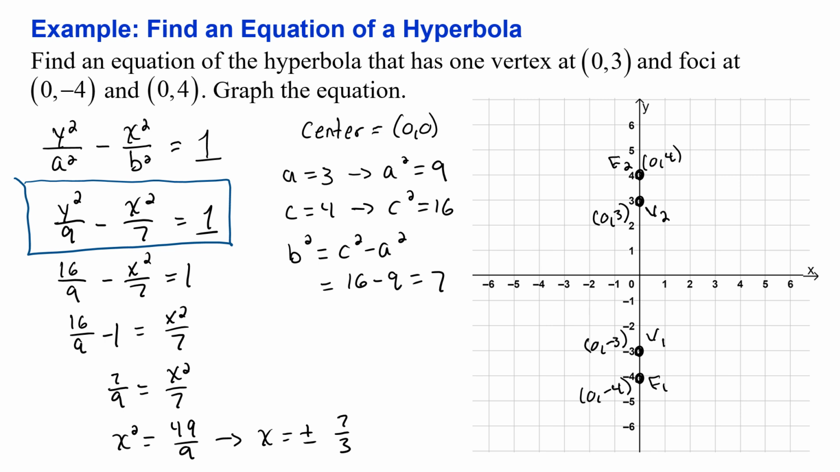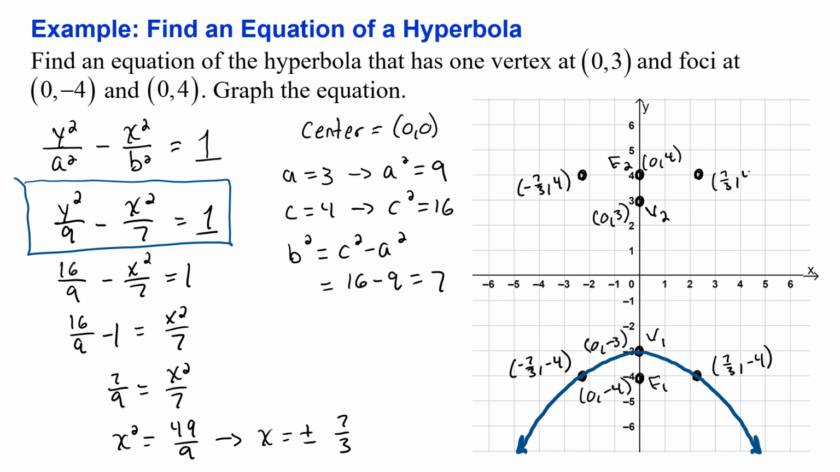Now let's plot the 2 points on the lower branch of the hyperbola. Keep in mind that 7/3 is approximately 2.3. So we plot points at -7/3, -4, and 7/3, -4. Connecting these 2 points with v sub 1, we get the lower branch of the hyperbola. Then let's plot the 2 points on the upper branch at the point -7/3, 4, and 7/3, 4. Connecting those 2 points with v sub 2 gives us the upper branch of the hyperbola.